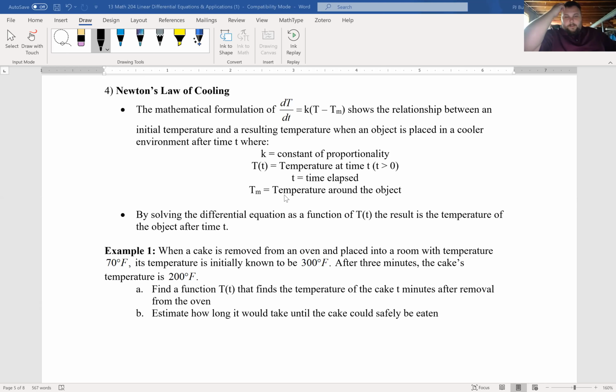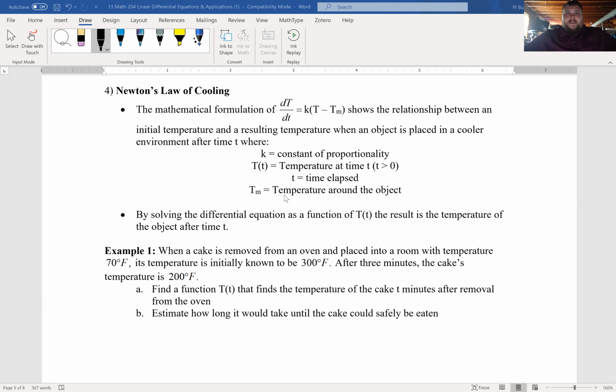So this is a pretty interesting concept, Newton's law of cooling. I had actually never heard of it until I started teaching differential equations, believe it or not, especially being that my background is in physics. So this example here is kind of boring. It's about a cake that gets taken out of the oven and it asks, when's it okay to scarf it down?